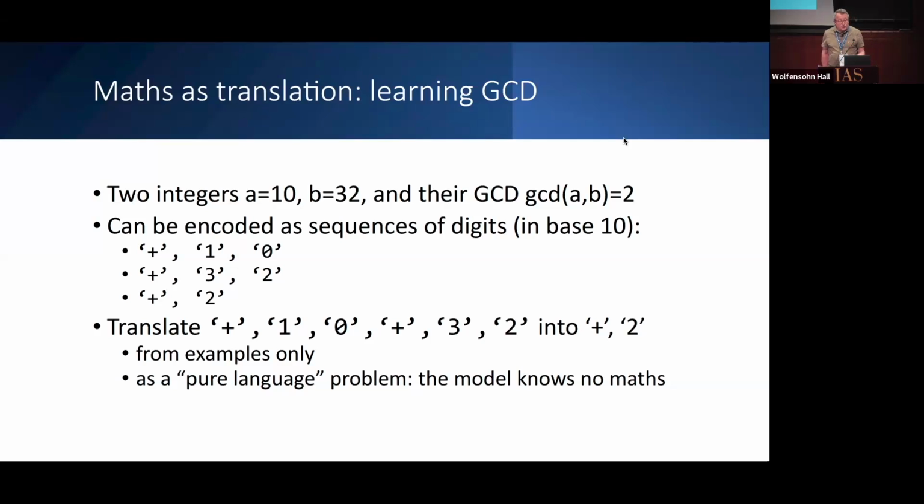And I want the model to translate plus 1, 0, plus 3, 2 into plus 2. The idea is that the model should learn that just from examples and as a pure language task. There's no mathematics built into the model.